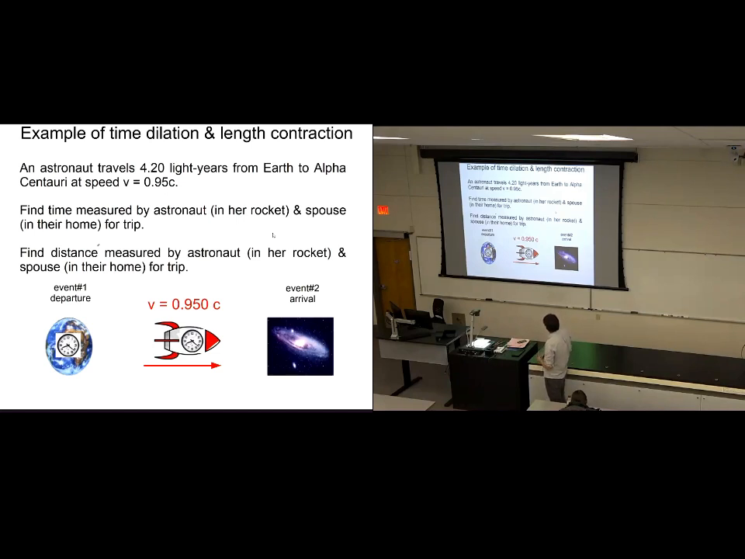And we've got to figure out the time recorded by the astronaut for the trip, and the time for the spouse as to how long the trip took. And if we get time, we're also going to figure out the distance as measured by the astronaut between where they started and where they ended up.